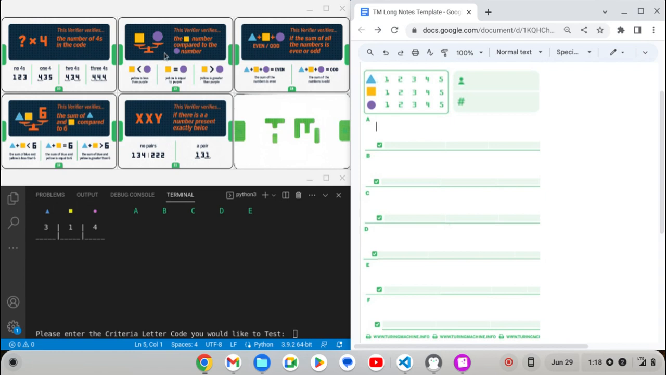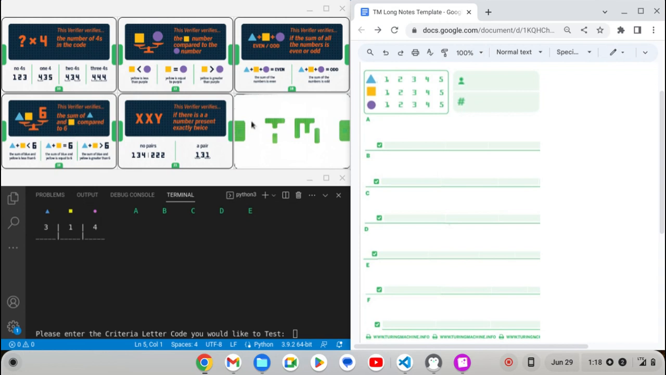Criteria card B will take a look at the middle digit and the last digit, the square and circle, and compare them. So should the value of square be less than circle? Should they be equal, or should the value of square be greater than circle? Criteria card C will look at the 3 digits in our solution, triangle, square, and circle, and add those digits together. The Turing Machine will let us know whether the sum should be an even quantity or an odd quantity.